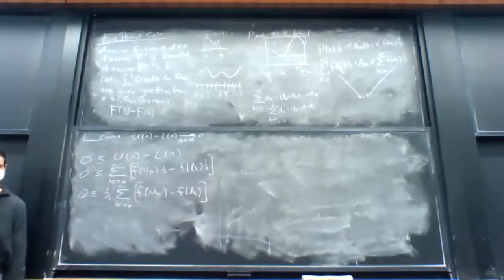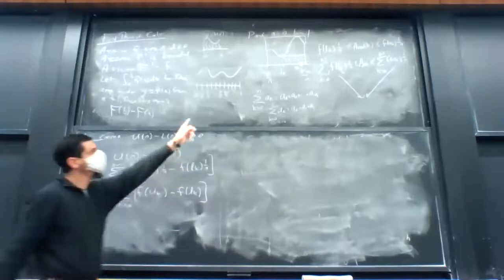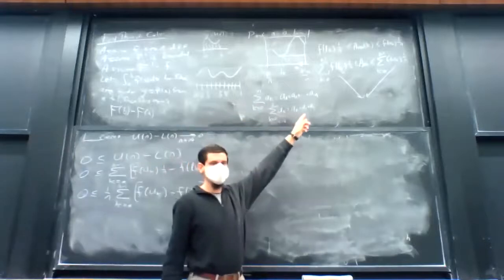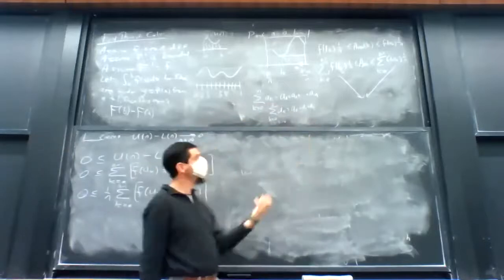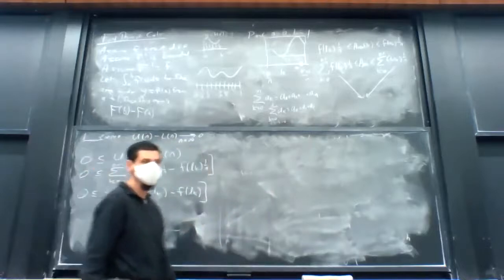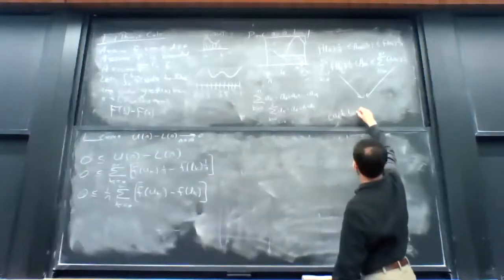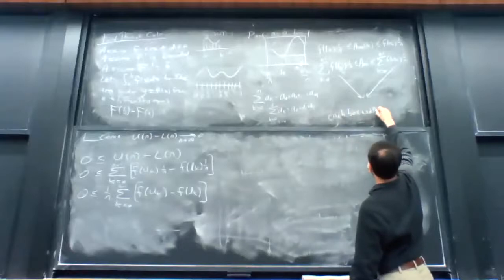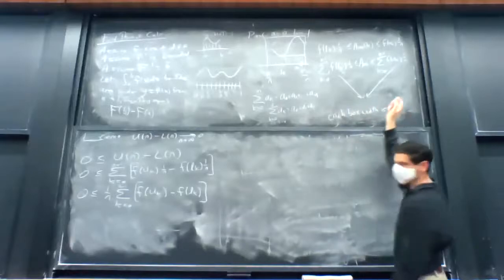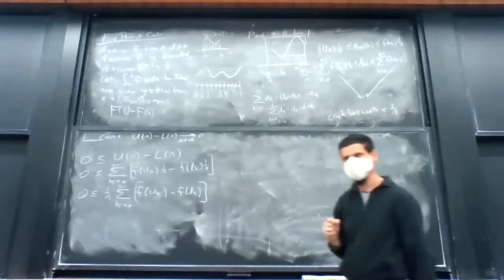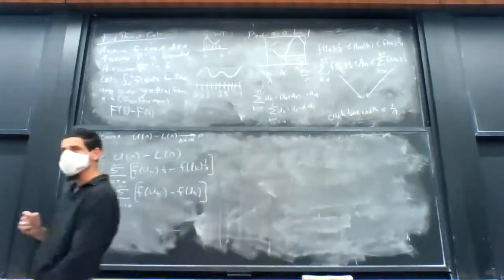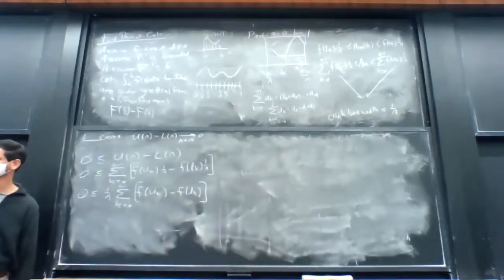Why was the 1 over n in there in the first place? So what is the width of each of these intervals? I'm going from k over n to k plus 1 over n. So each box has a width 1 over n. Any other questions up to this point?